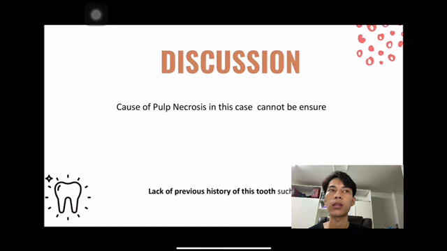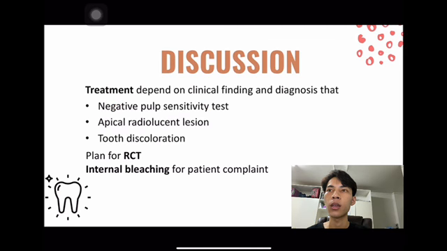Next is discussion. The cause of pulp necrosis in this case cannot be ensured, and the clinical findings show no pathology and no trauma history of this tooth. There is a lack of previous history of this tooth, such as a record of dental history. Treatment depends on clinical findings and diagnosis: negative pulp sensitivity test, apical radiolucency, and tooth discoloration, so we plan root canal treatment and internal bleaching for the patient's complaint.